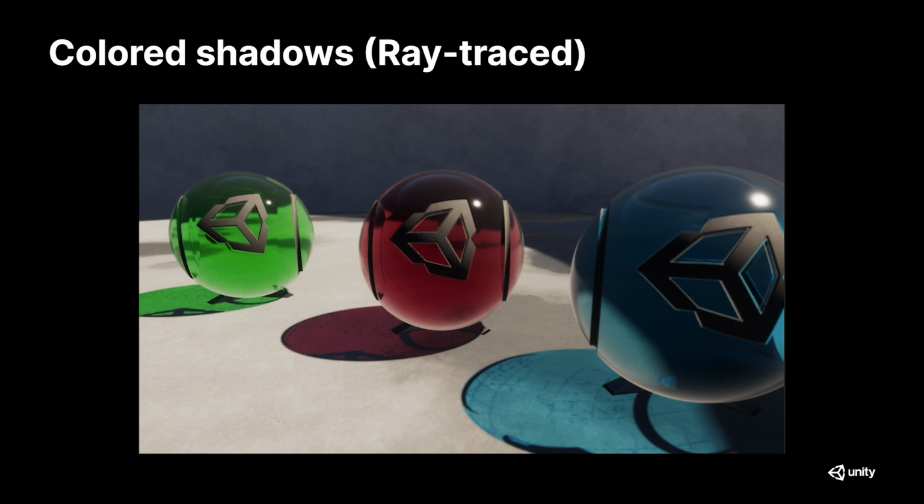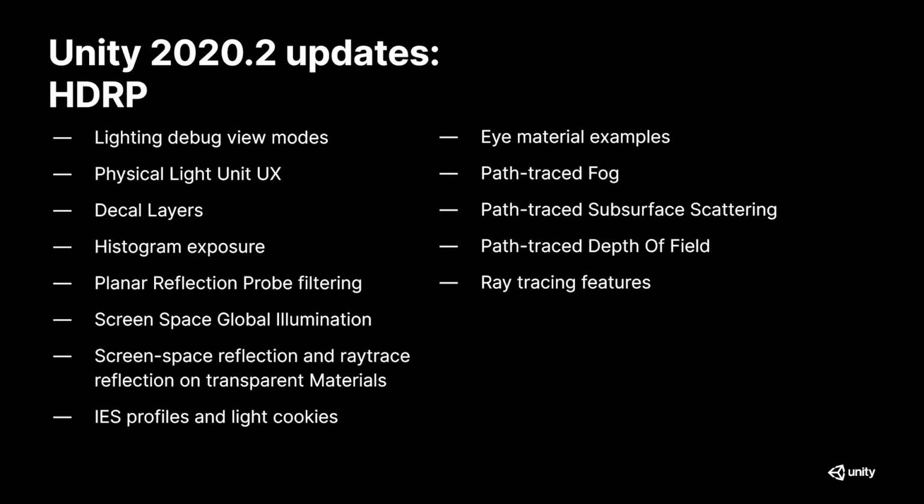Additionally, the denoiser for ray traced shadows now produces higher quality results. HDRP ray traced refraction solution now supports transparent materials, useful for transparent surfaces such as windows or water. And the quality and performance of ray traced global illumination have been improved. These are the major HDRP updates.